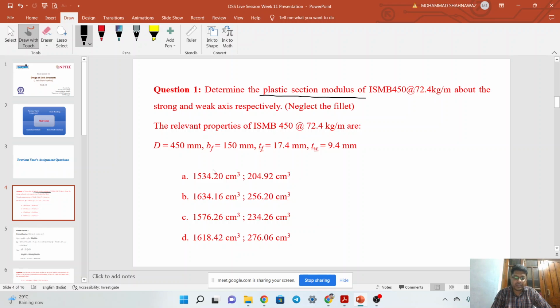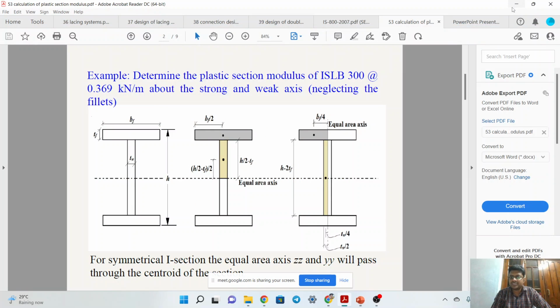Okay, so now let us see this slide. How do we calculate the plastic section modulus? In order to calculate the plastic section modulus of a given section, we first have to find the area of each and every part. This is an I section. This axis is the equal area axis, meaning it divides the entire section into two equal halves, and the centroidal axis will pass through it. At this point our centroid is here, shown by this dot.